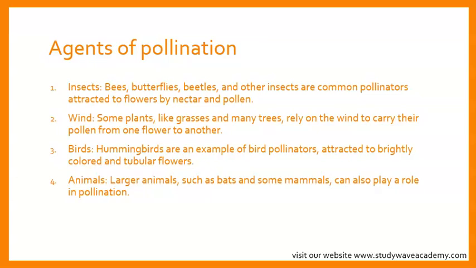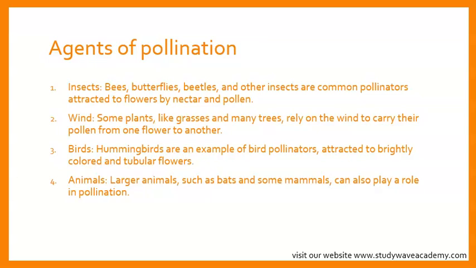And the last agents of pollination we have are animals. Larger animals such as bats and some mammals can also play a role in pollination. Some animals are pollinators, like bats. They may brush against flowers, transferring pollen in the process.